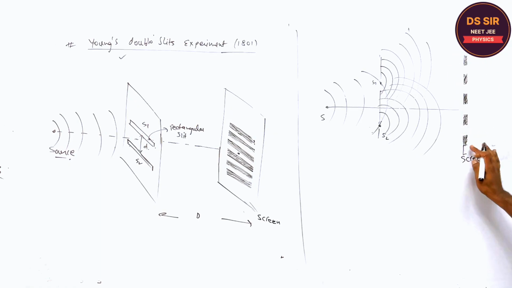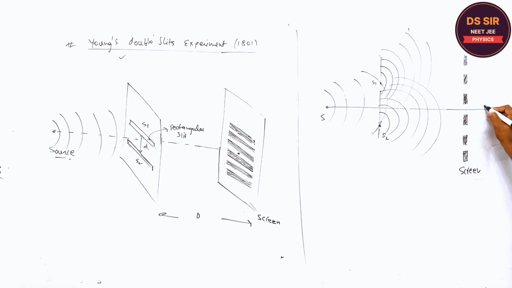So this is the fringe, and this is the screen over here. This is called the central bright fringe, in short the CBF. On both sides, this is the first dark one, D2 and D3. In the same way, this is the central bright fringe.